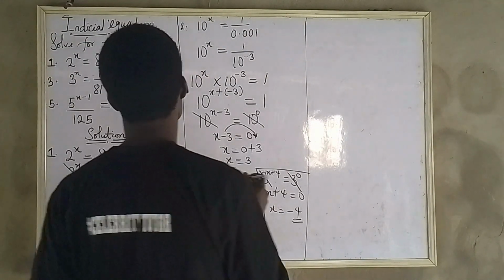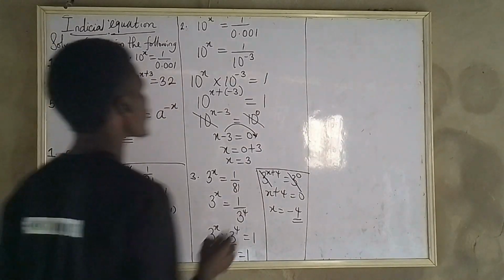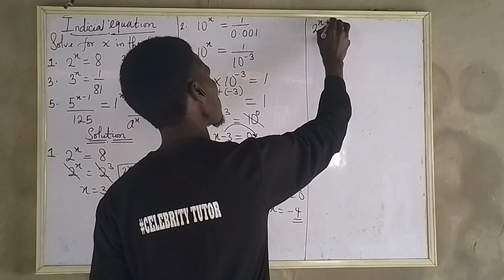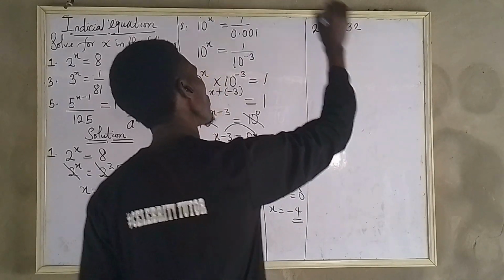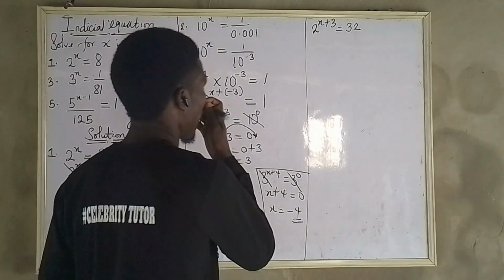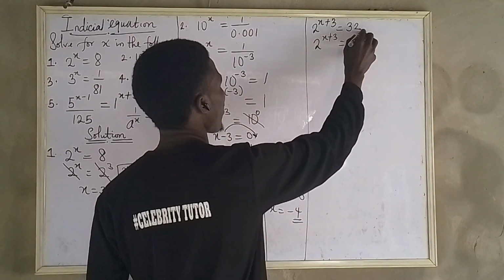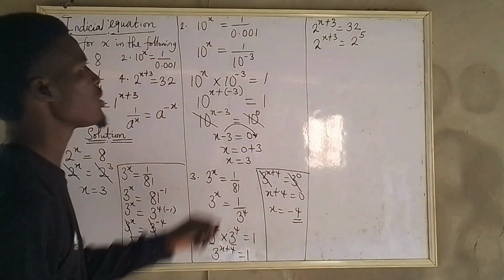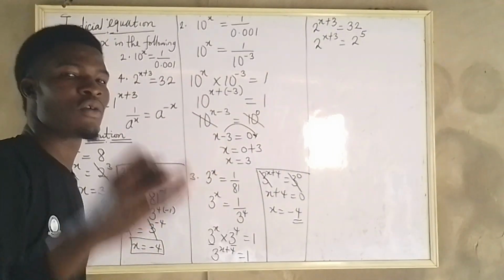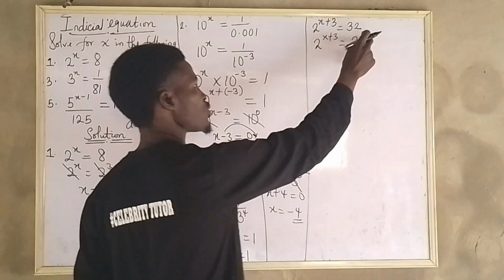Alright. So we have the fourth question. This is 2 raised to power x plus 3 equal to 32. Now the first thing you have to think of: how can you express 32 in terms of 2? Very simple. That would be 2 raised to power x plus 3 equal to 2 raised to power 5, because 2 in 5 places will give you 32. 2 times 2 is 4, 4 times 2 is 8, 8 times 2 is 16, 16 times 2 is 32. So that's why it is 2 raised to power 5.